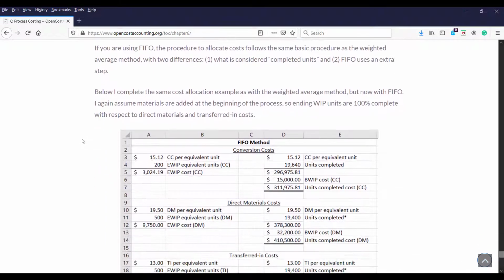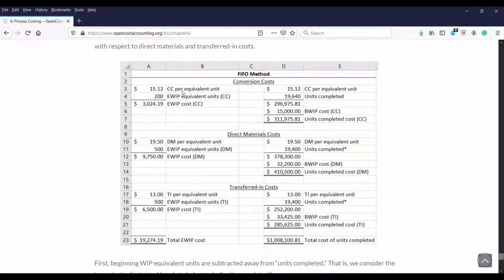All right, so if you're using FIFO, let's talk first about the ending WIP calculations, the cost that we're going to push over towards ending WIP. It's going to be the same procedure. We won't get the same numbers, but it's the same procedure that we had under weighted average. Our allocation step is the same thing. We have a rate, and we're multiplying by the equivalent units in ending WIP to get the cost for that cost category, the cost going to ending WIP.